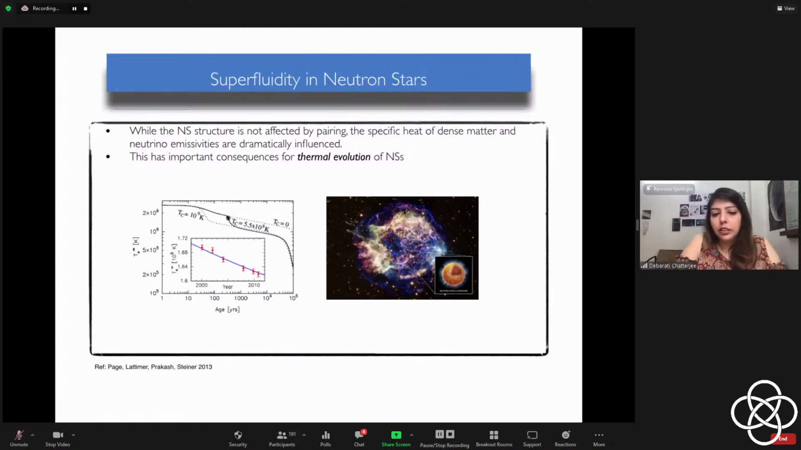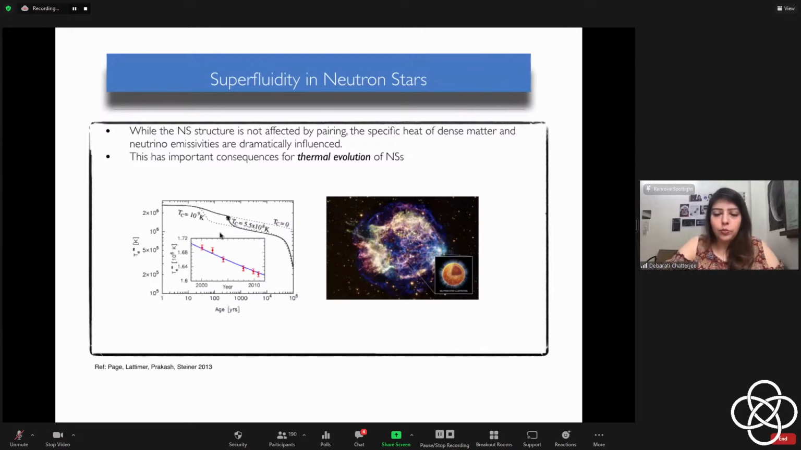So recently, the neutron star Cassiopeia A was observed and it was found, you see these red data points, that this special kind of sudden drop in the temperature, the cooling, was also found to be compatible with a model which can be explained by a superfluid transition.